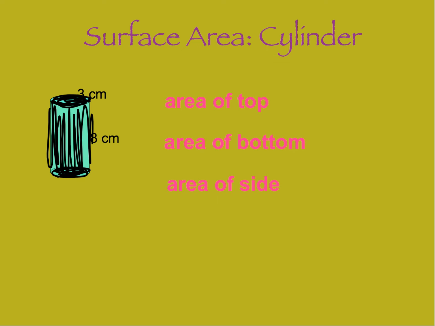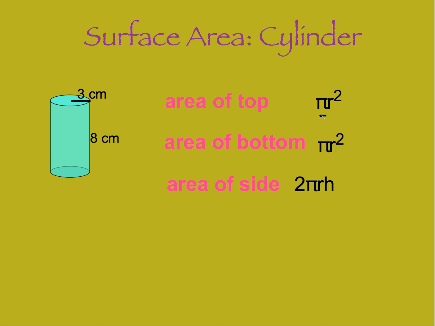So the formula for area of the top would be pi r squared. It's just a simple circle. And the same thing for the bottom. And then for the area of the side, you need to use this formula: 2 times pi times r, which is the radius, times h, which is the height.